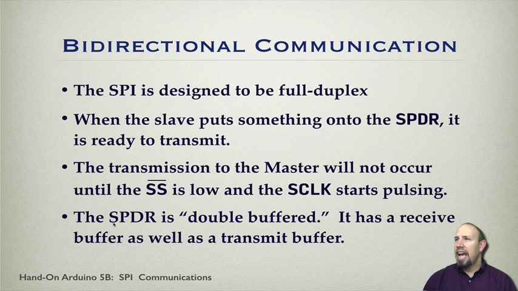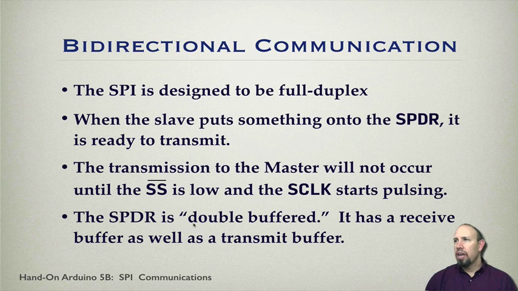Now, the SPDR, in both slave and master, is what is called double buffered. At first it's a little confusing what that means, and when I read it in the literature, it was not at all clear what it was saying. But what it's basically saying is that it has what's called a receive buffer as well as a transmit buffer. That is, this same register has two different buffers. It has a buffer for transmit and a buffer for receive.